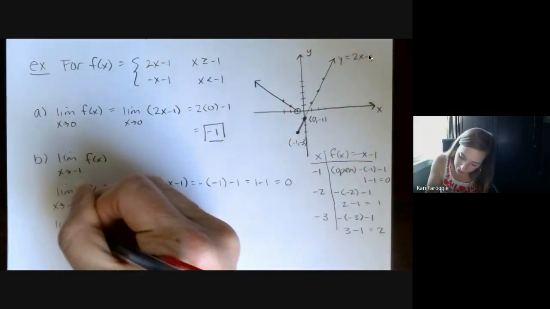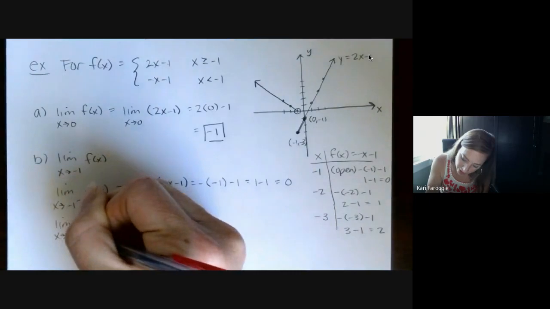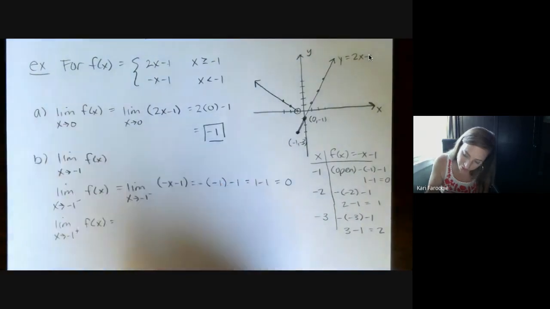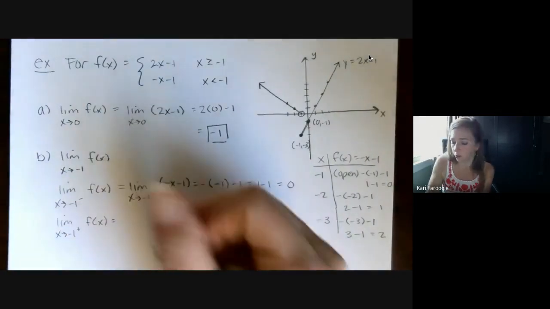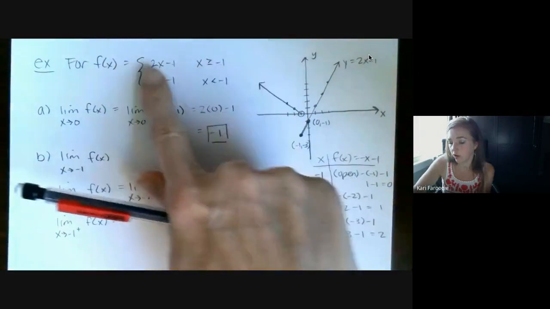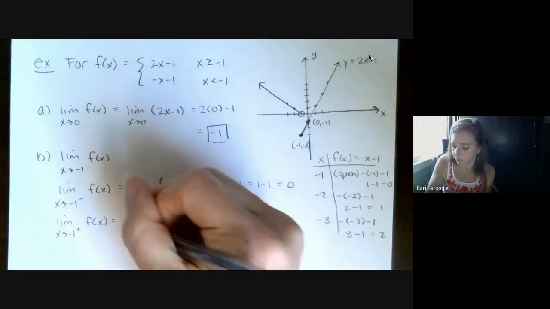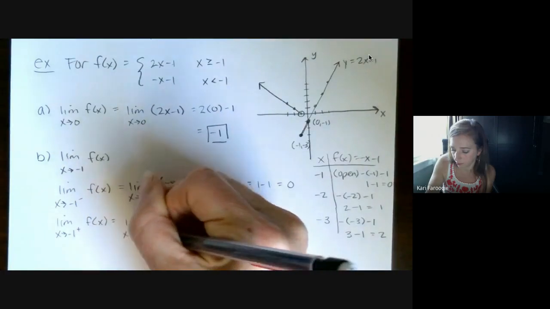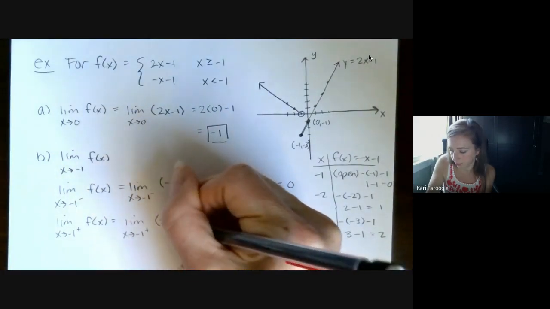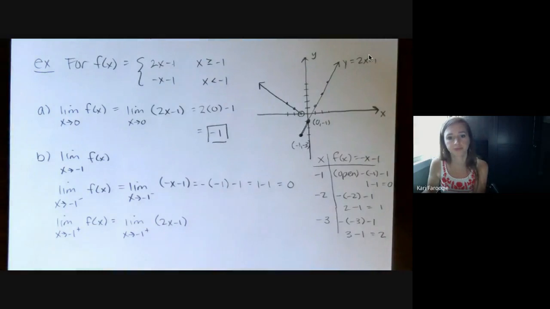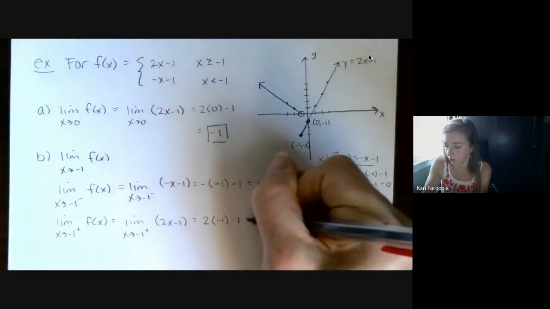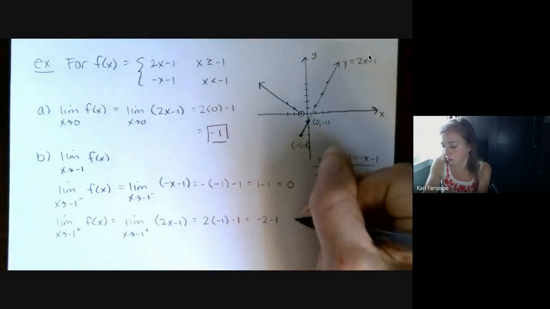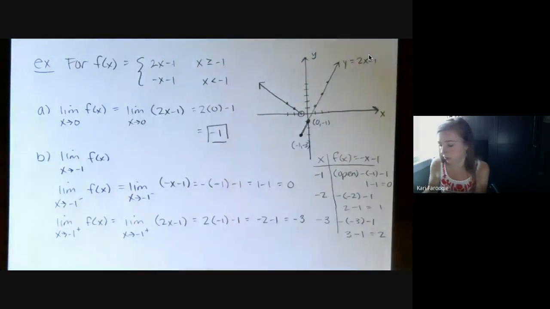Do something similar, but now approach -1 from the right. When you approach -1 from the right, you're approaching from values that are greater than -1. When we're greater than -1, we're following the first function definition. So you'll have twice -1, -1, -2, minus 1 is negative 3.